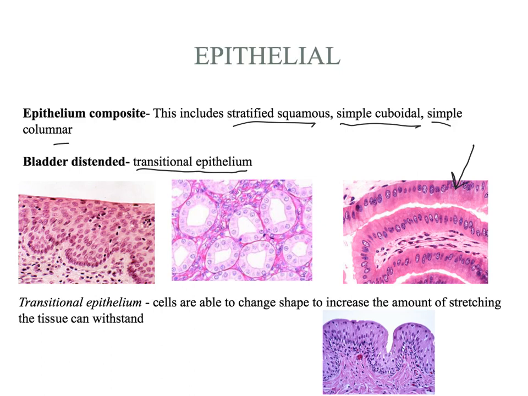This here is a picture of your simple columnar. This is what you would find in the linings of your small intestine. Here we have that cube shape. Oh, and here, so you've got columns, one layer. That's why it's simple. Simple cuboidal is this one here. This you would find inside of, I said before, your kidneys.